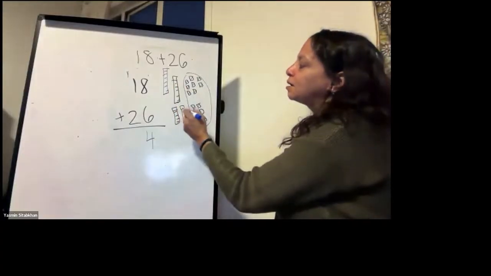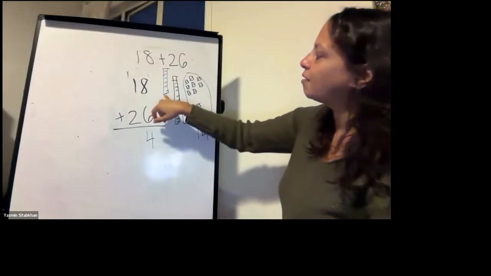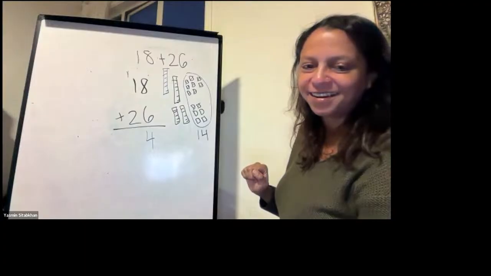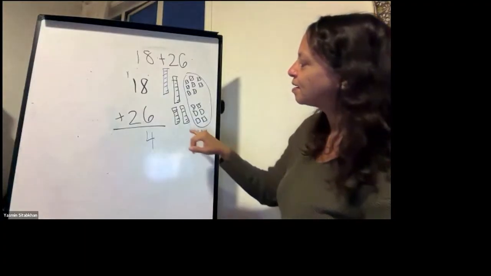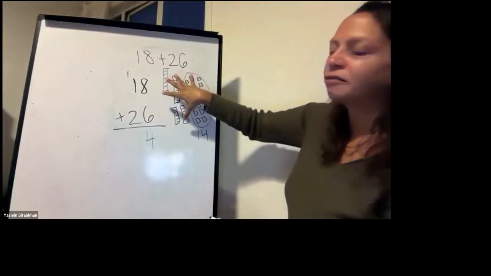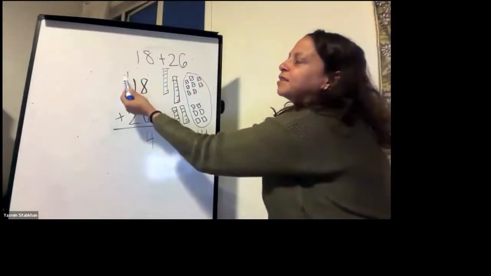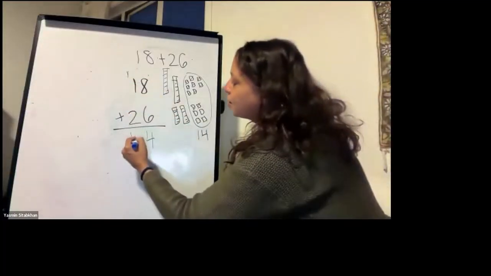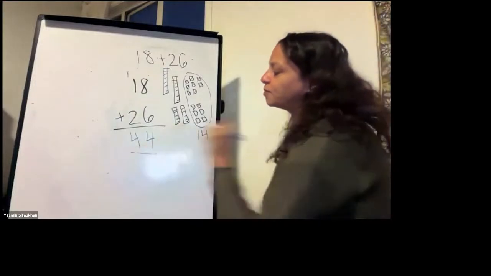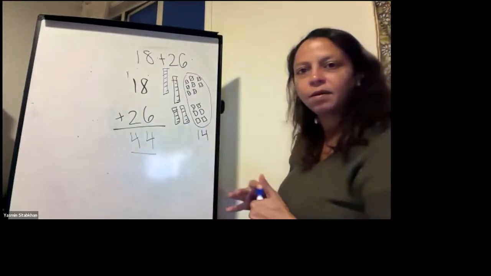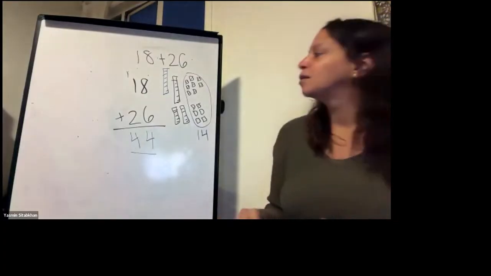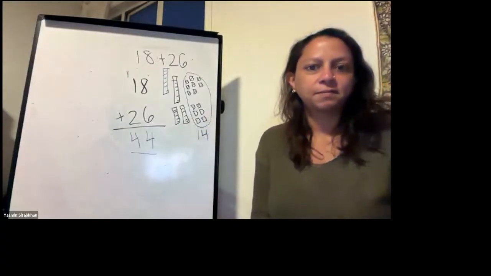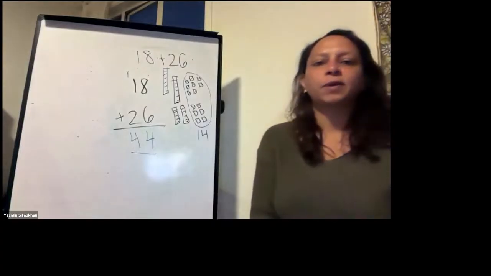And now, how many tens do we have? We have 1, 2, 3, 4. 4 tens, or 40, right? We could count this here as 10, 20, 30, 40. And we can put a 4 there because we know it's in the tens column, and we have 44. Okay, can someone tell me what was the difference between those two models? The first one versus the second one.